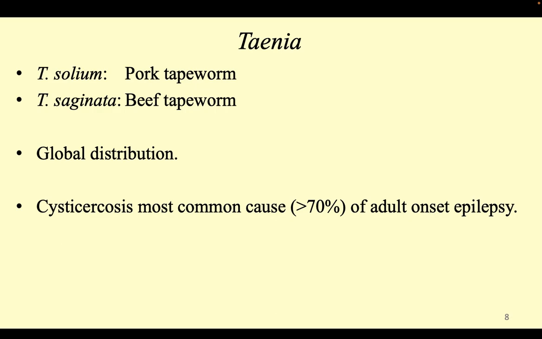It is global in distribution, and the magnitude of infection might not be that high, but it is important to remember that cysticercosis or neurocysticercosis, to be more precise, is the commonest cause of adult onset epilepsy. जिन भी लोगों को adulthood में epilepsy होती है उनमें से 70% से ज़्यादा को cysticercosis की वजह से epilepsy होती है.